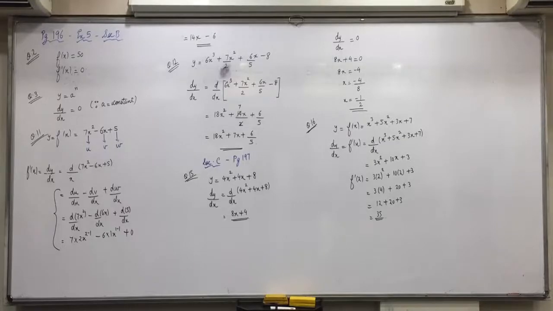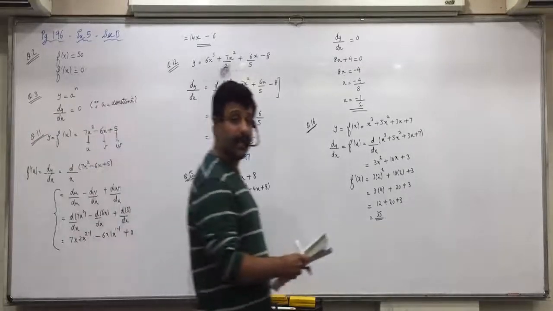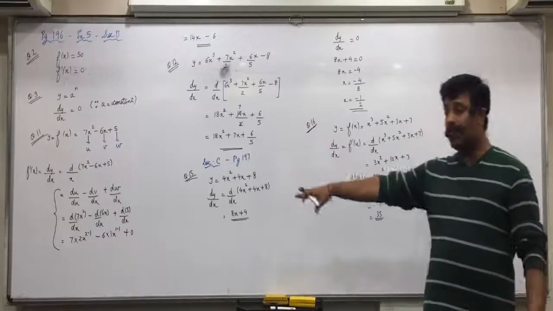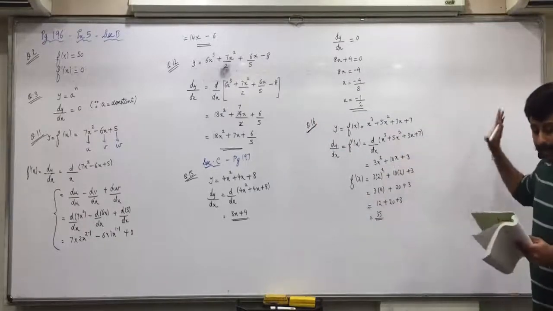Anyone having any confusion in this? Or are able to understand the first rule, u plus minus v? But that rule will not be applying, we'll be doing it in a simple manner.